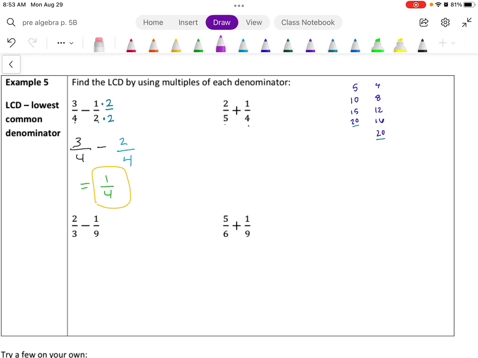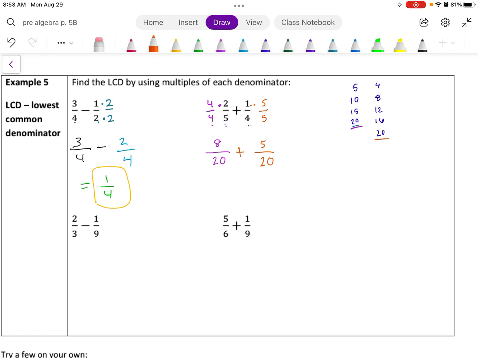So I'm going to multiply 2/5 by 4/4. Okay, so then 4 times 2 is 8. 4 times 5 is 20, which is what we were looking for. And then I'm going to do the same thing with 1/4, but I'm going to multiply it by 5/5. 1 times 5 is 5. 4 times 5 is 20, which again is what we were looking for.